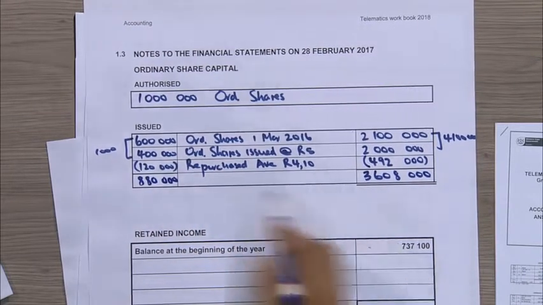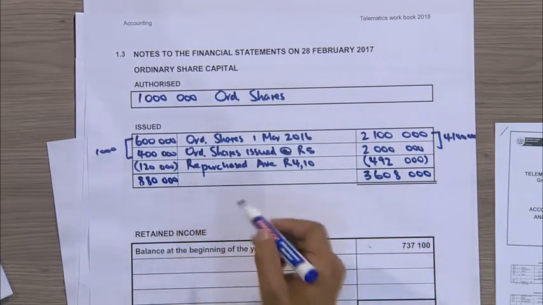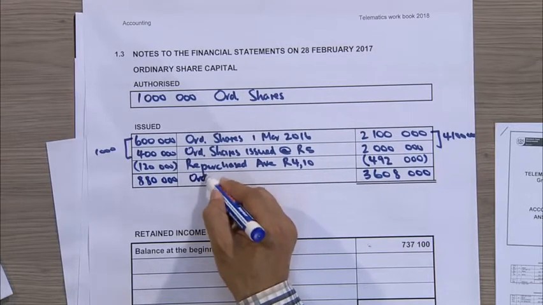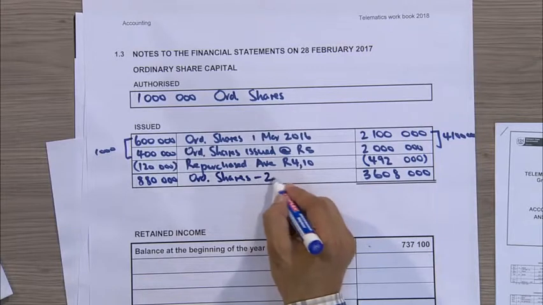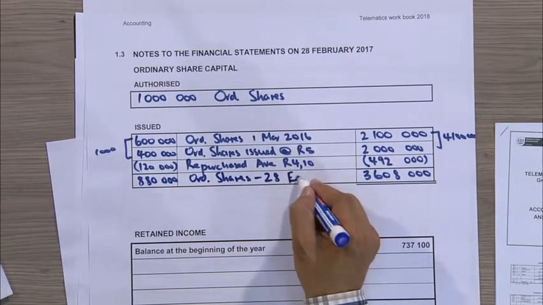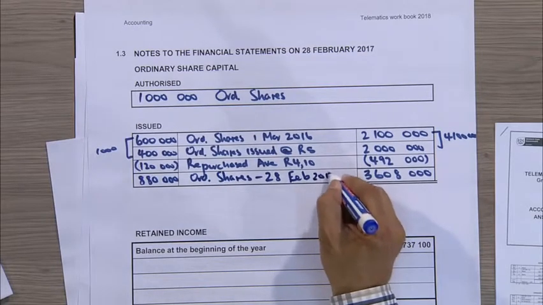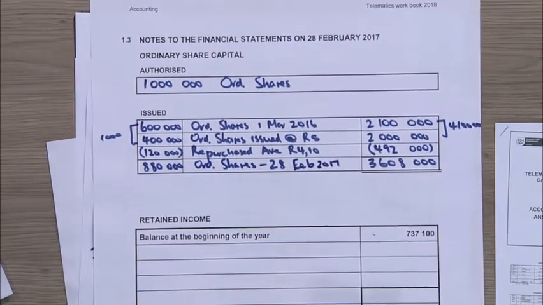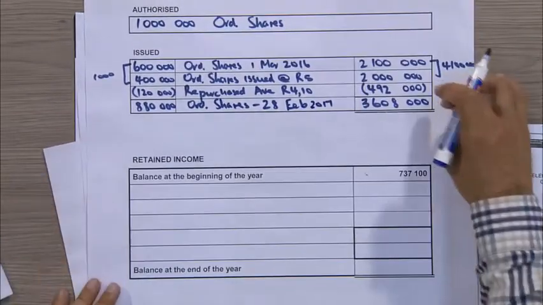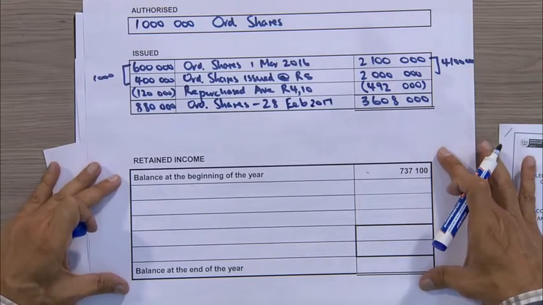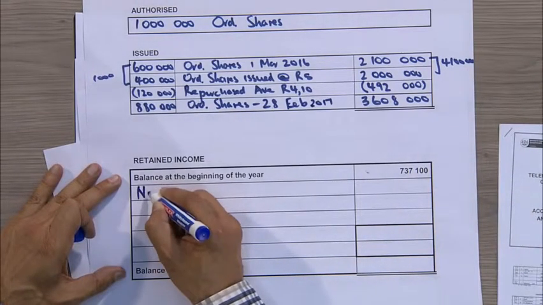Okay, as you can see, that is the balance of the capital at the end of the year. That's the number of shares. So this is just ordinary shares on the 28th. Okay, that's obviously 2017. So that is the same as the ordinary share capital, except this one is slightly different. Let's just fill this in quickly.